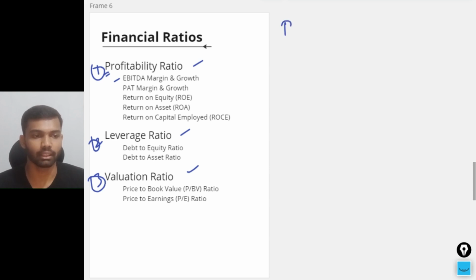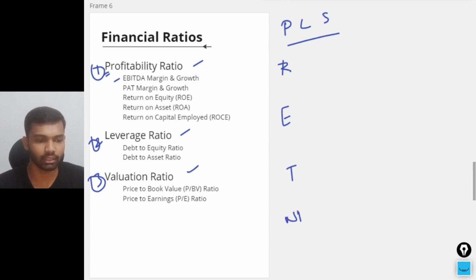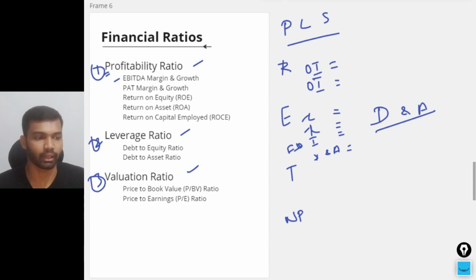Let me explain. Typically, in a profit and loss statement, what all will be there? There will be revenue, expense, tax, and the net profit. In that revenue, there will be operational income as well as other income. And in the expense, let us say labor salary, raw material, and interest, that is financial cost, as well as depreciation and amortization. What is depreciation and amortization?